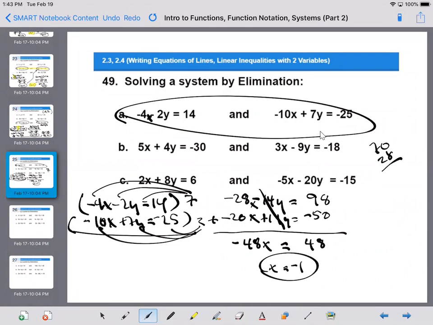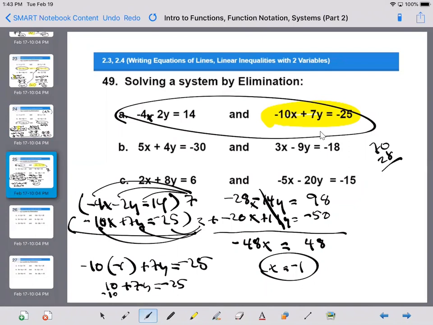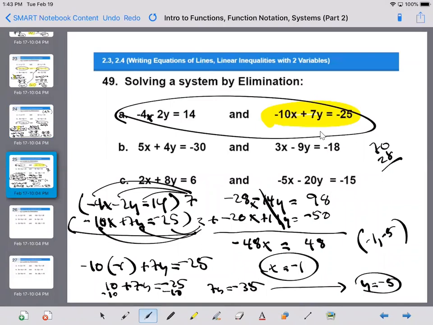And so then go back to, I'm going to go back over here. So negative 10 times negative 1 plus 7y is equal to negative 25. So this will be 10 plus 7y is equal to negative 25. And then when I subtract 10, I'm going to get 7y is equal to negative 35. And so y is equal to negative 5. So the solution would be negative 1, negative 5.